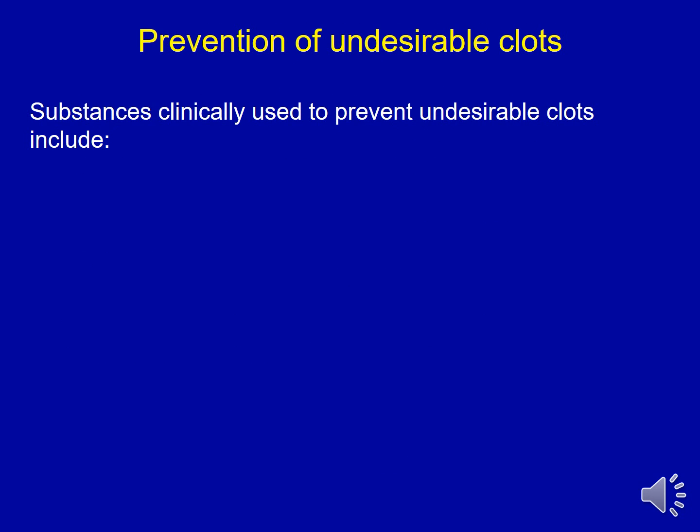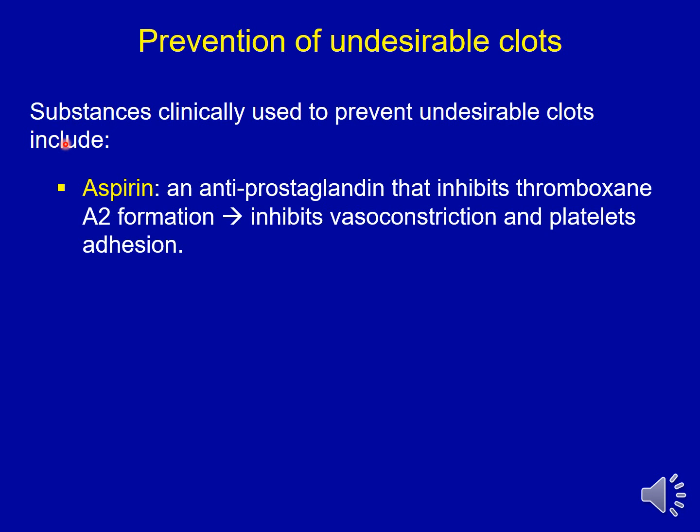Prevention of undesirable clots. How can we clinically prevent undesirable clots? What are the drugs used to prevent the formation of blood clots? Number one, we have aspirin. Aspirin is an antiprostaglandin that inhibits the formation of thromboxane A2, so it inhibits vasoconstriction and platelet adhesion. So it is usually used in a small dose to decrease the formation of thromboxane A2.